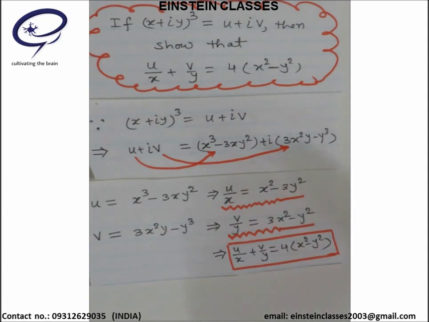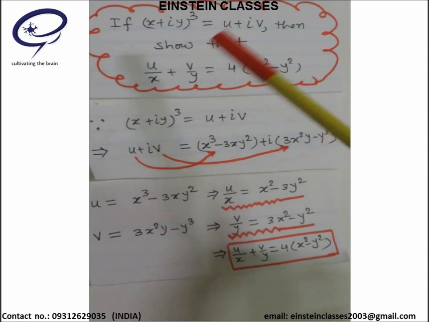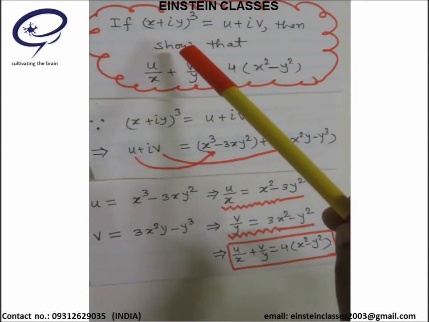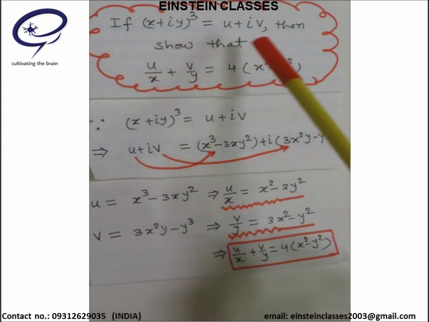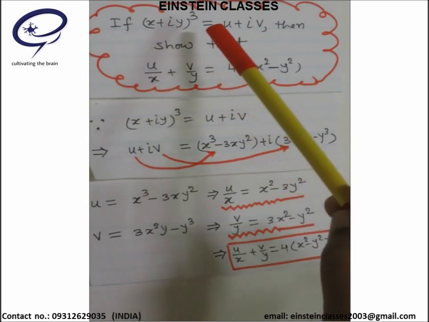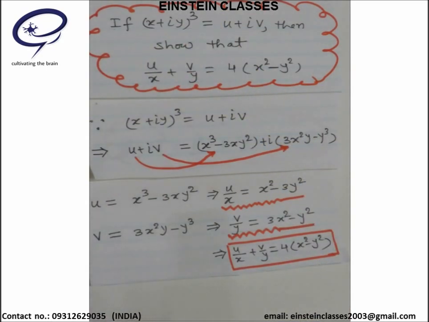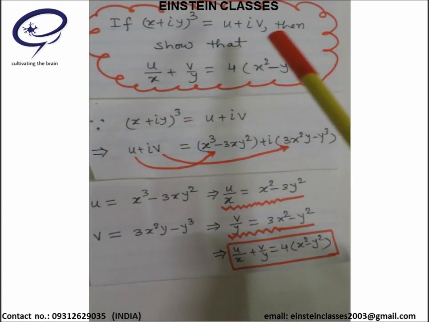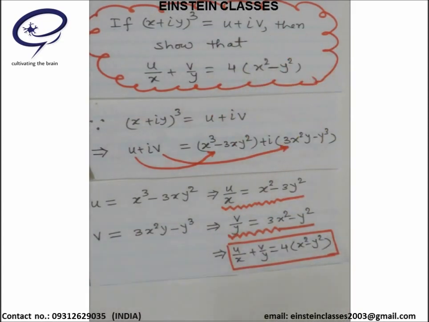And hence, this problem requires two concepts. One is the identity of (a + b)^3, and according to that, we have to expand (x + iy)^3. Then after that, using the concept of equality of two complex numbers, we can get the values of u and v, and then after that we can prove this statement of the problem.